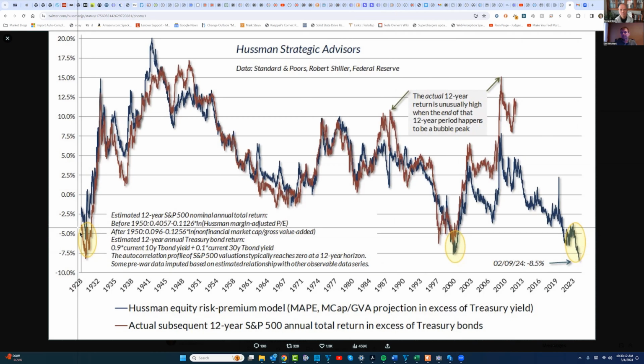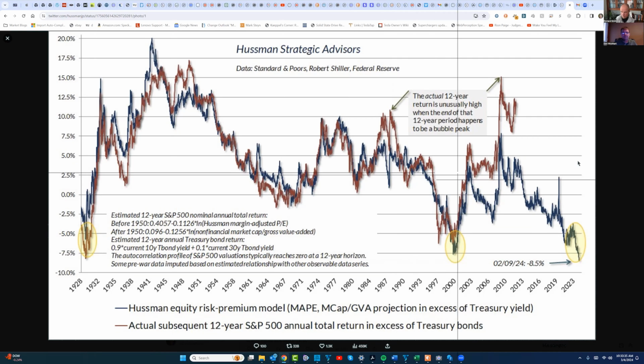Same thing back in 29. Here's the blue line, which was the prediction in 29 from the data. And it looks like about minus 6%. And the actual went lower than that in this case. The red line, the actual return, exceeded minus 7.5%.